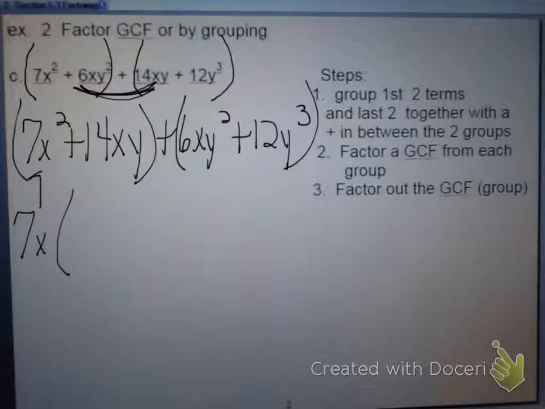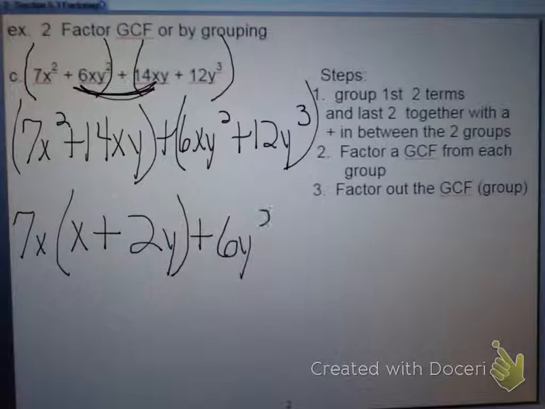7x goes into 7x squared x times. Plus 7 goes into 14 2 times. The x goes into x evenly 1 time, so I don't have to put a 1. And I don't have anything to divide the y with, so I have to bring it down. Bring down the plus sign. Now my GCF in the second group is a 6y to the second. Remember, it's the variable with the smallest exponent.